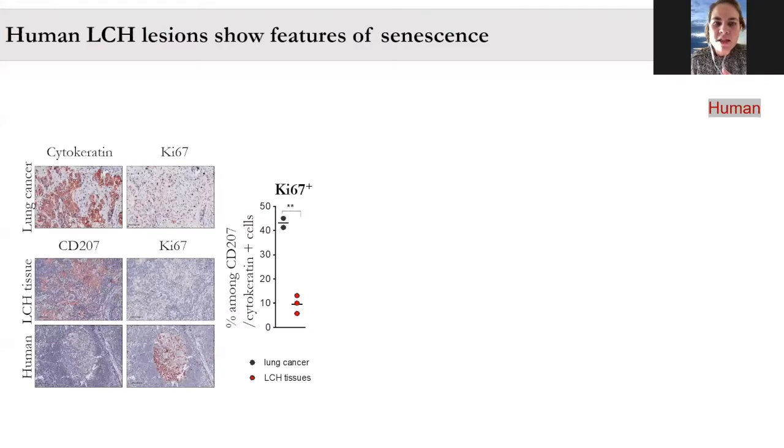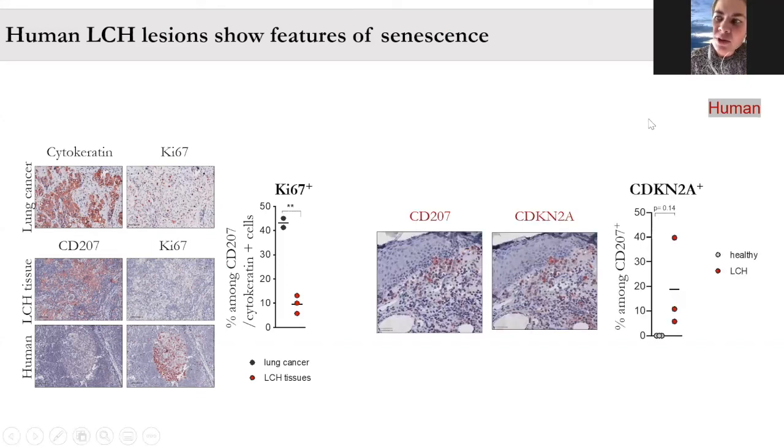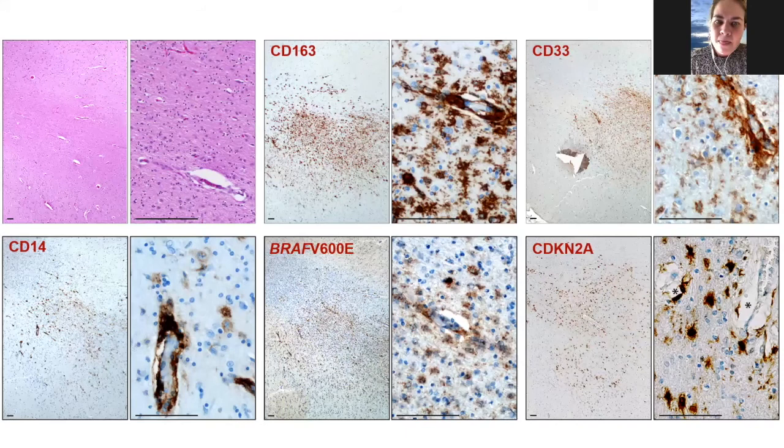Next slide. So in human LCH lesions, we also observe a lack of proliferation as confirmed by the low Ki67 expression. Next slide. And we also noted that CD207 positive cells were also positive for CDKN2A in LCH tissues. Next slide. Next slide, and I will go back to this one, sorry.